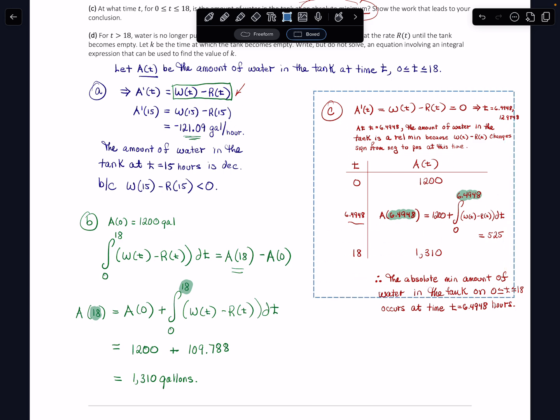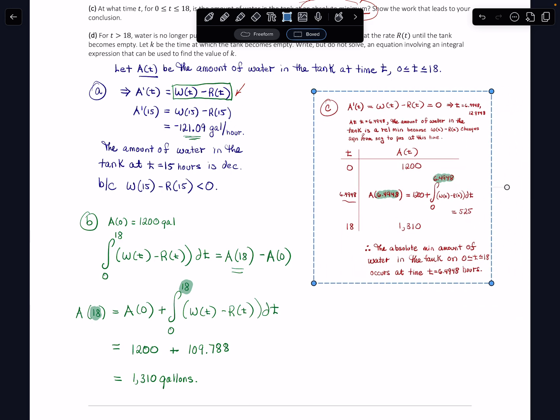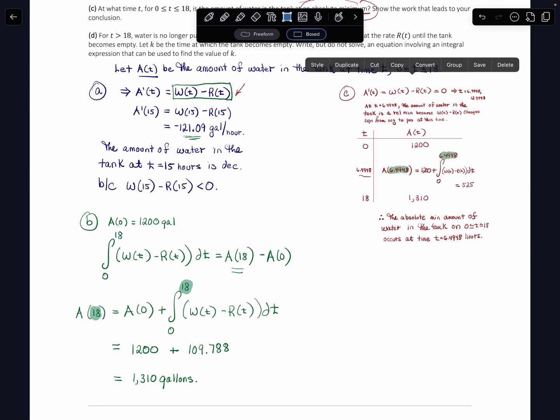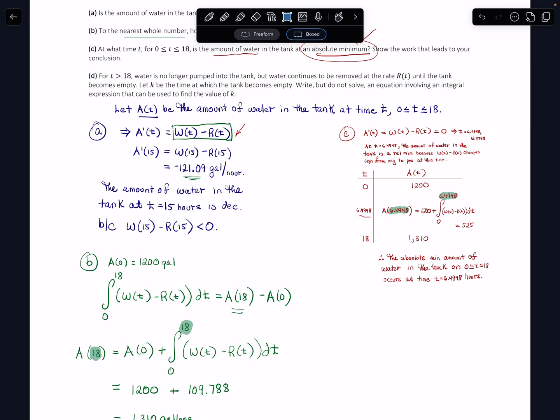Cool. So I think what we see here too is that parts A, B, and C are extraordinarily standard questions, which means what? Which means that if you practice and think about these things, you can get very efficient with them.